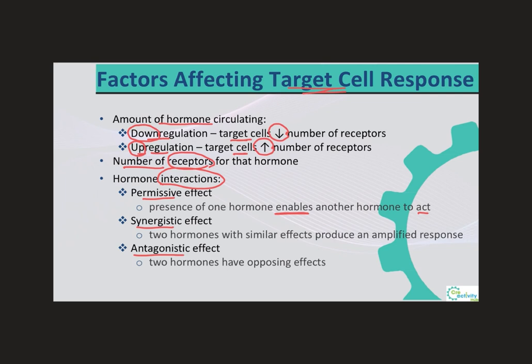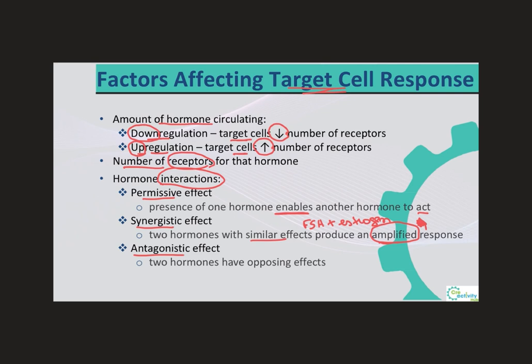Then we have the synergistic effect, in which two hormones with similar effects produce an amplified response, so a bigger response. And in some cases, two hormones are going to be required for you to have an adequate response. So you need more hormones to be able to have a good response for your body. So for example, two different reproductive hormones, which are follicle stimulating hormone from the pituitary gland and estrogen from the ovaries, are going to be required for the maturation of the female egg. So you have two hormones acting together.